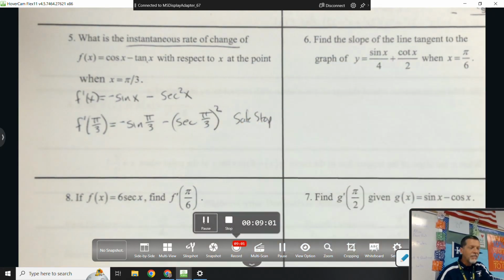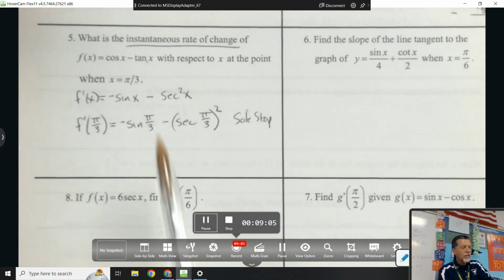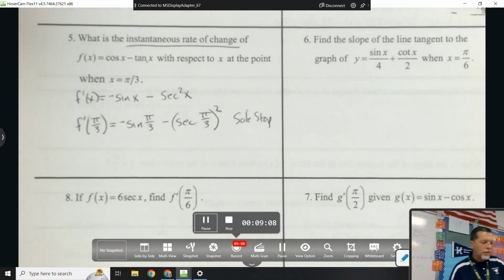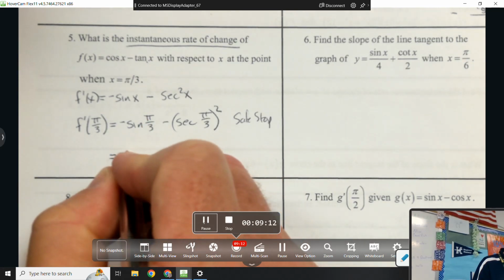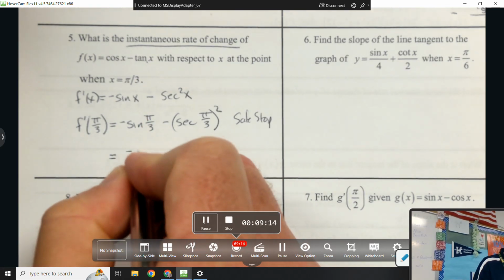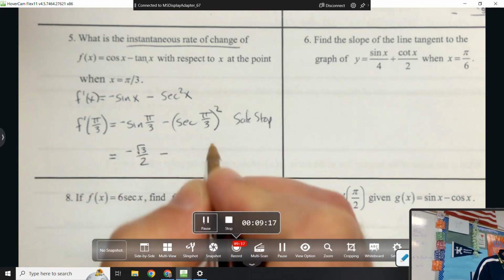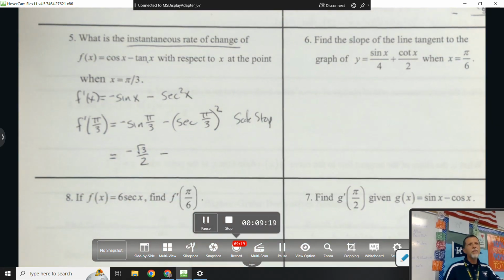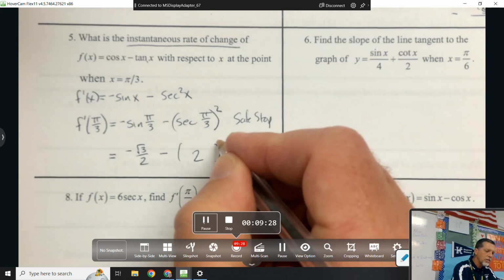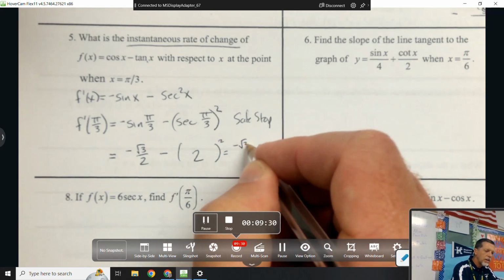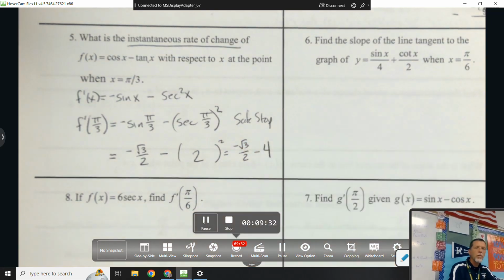So leaving trig functions, as long as you've plugged in the angle, you can leave that. Now I'm going to finish this problem because that annoys me to see that as a safe stop. Sine of pi over 3 is root 3 over 2. Secant of pi over 3, secant is flip of cosine. Cosine's 1/2, flip that over, I get 2. So negative root 3 over 2 minus 4.